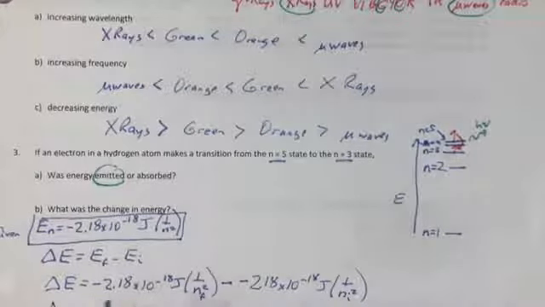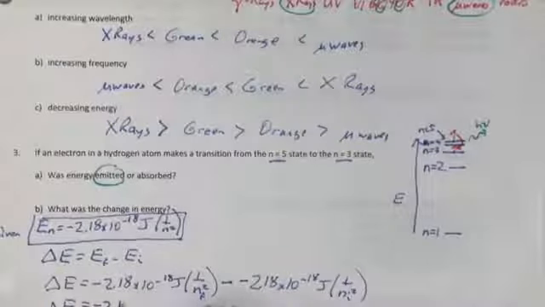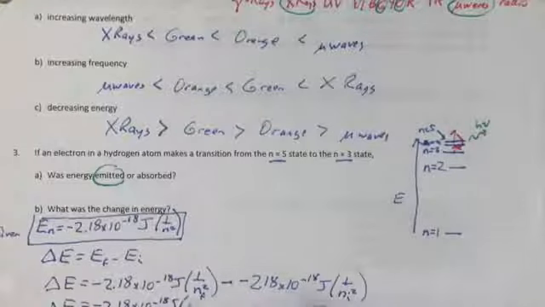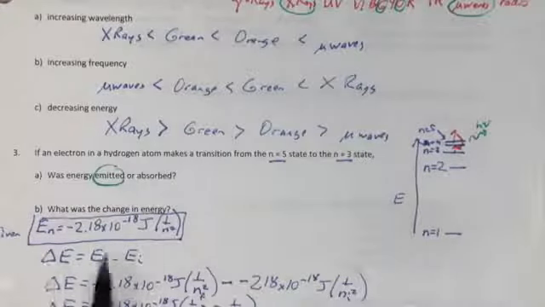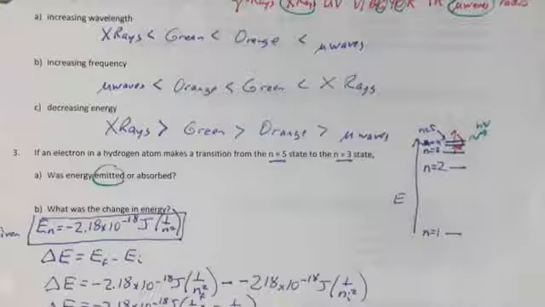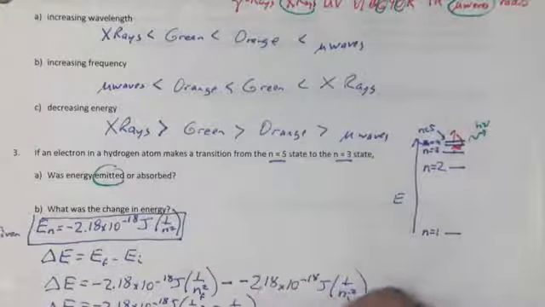I can factor out the negative 2.18 and make this a little bit simpler. Negative 2.18 times 10 to the negative 18 joules times 1 over n sub f squared minus 1 over n sub i squared. So notice you won't be given this form of the equation, but it comes directly from this. It's just the delta E. And so we can plug the values that we have in this equation into it.